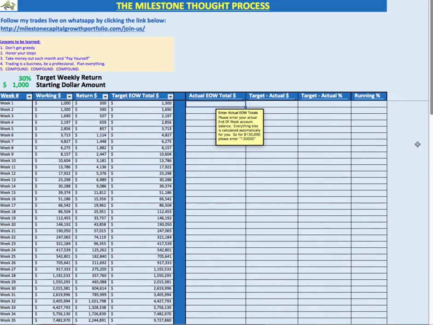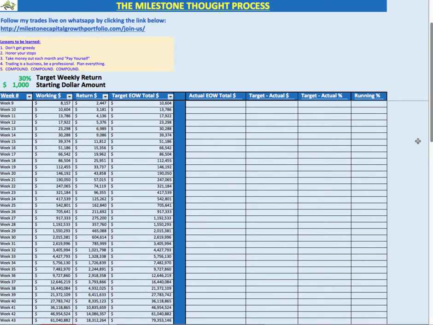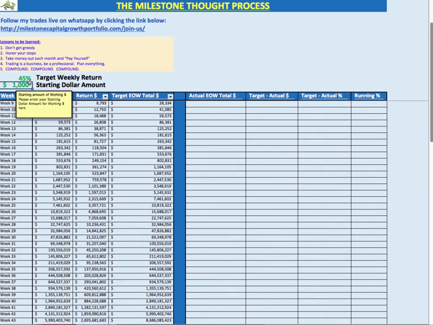So let's talk about the next tab here in this file. This is a 30% target. This is our thought process, but it's a great tool for you to track exactly what you're doing and have a plan. So if you're looking for a 30% compound, you can put any percent that you want in here, or just change the number and enter your target and weekly return working capital here, and that way these will all adjust for you.